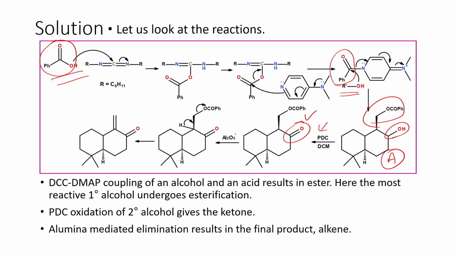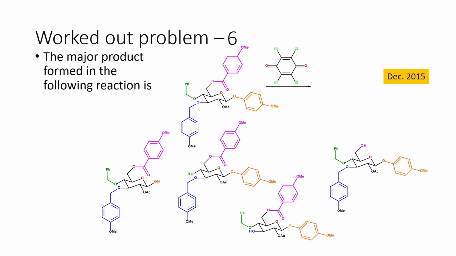And now alumina based dehydration, in this case an elimination reaction, actually takes place. So we have a beta hydrogen that is present here that facilitates the elimination of the carboxylate ester unit here. So we end up with an alkene. This is generally used for the elimination reaction. So the final product is this, B. That way we can easily see what the overall mechanism for this reaction is. Let us look at the next problem.